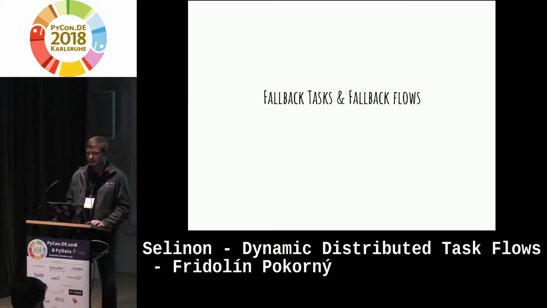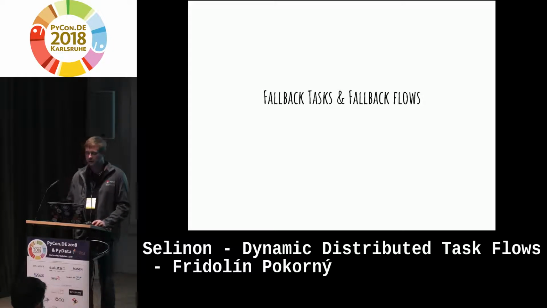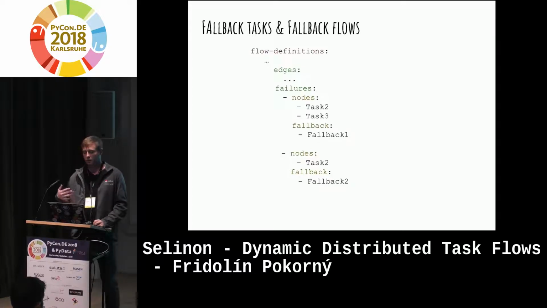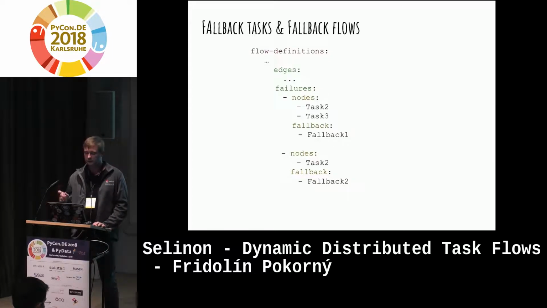Okay, nothing is perfect, and from time to time a task can fail, and we want to recover from these failures. For this, Selinon offers fallback tasks or fallback flows. So what does it mean? Basically, in your YAML configuration, you can state something called failures. And these failures state what task or what flow should be run in case of failures. So in this example, we run fallback 1 if task 2 and task 3 fail at the same time, or we run fallback 2 if only task 2 fails.